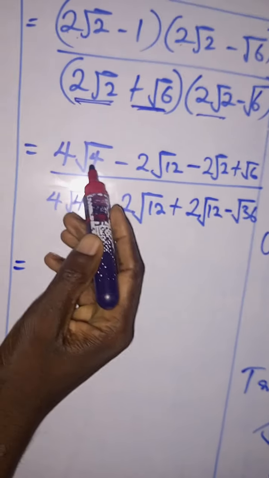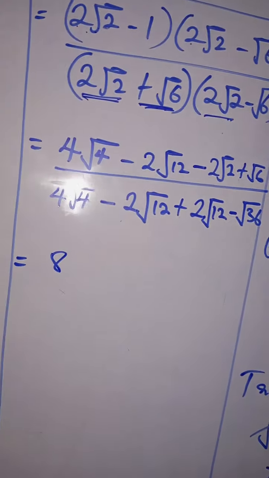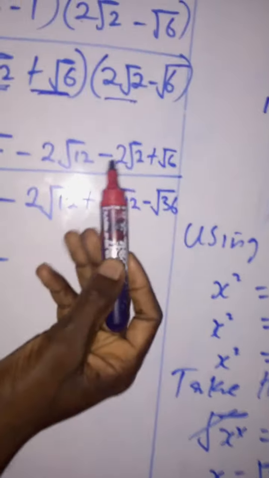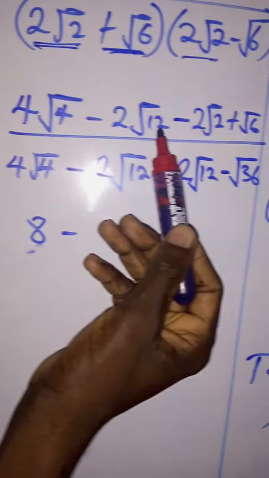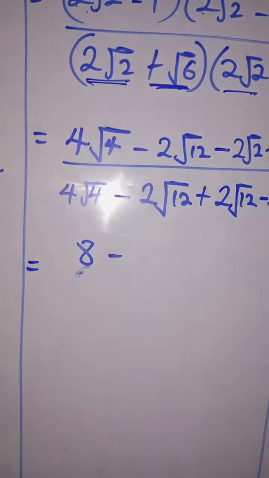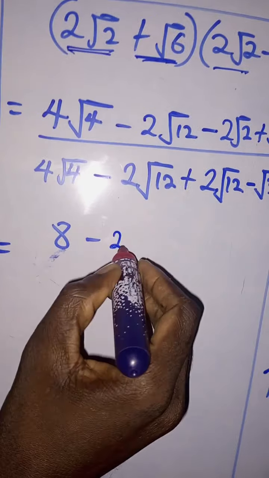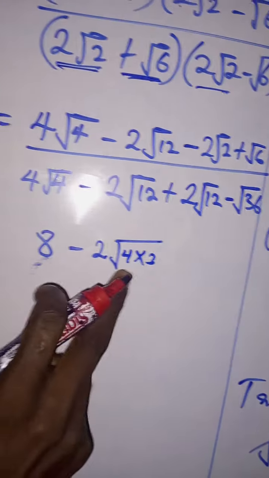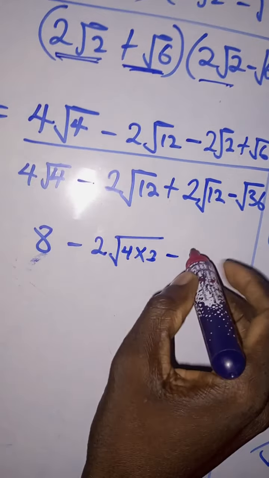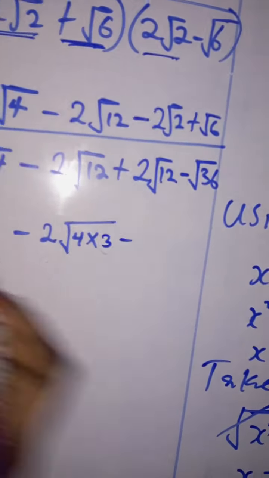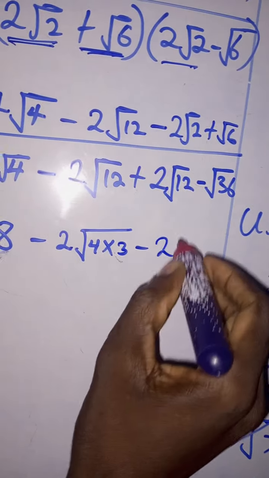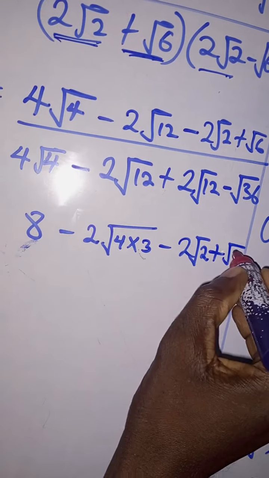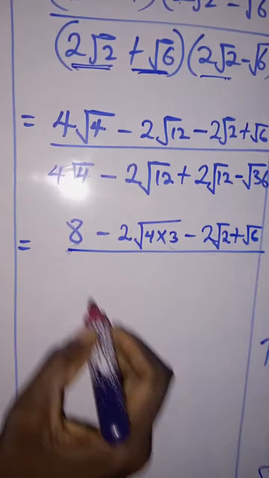So root 4 is 2. 2 times 4, 8. Are we there? So minus, and this is root 12. Of course, this root 12, I can turn it to 2, because 12 can be 4 times 3. So that I can still reduce it. So this one on top is now 2 root 3, 2 plus this one is root 6, all over.